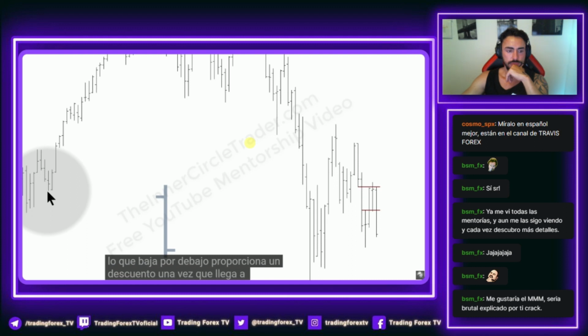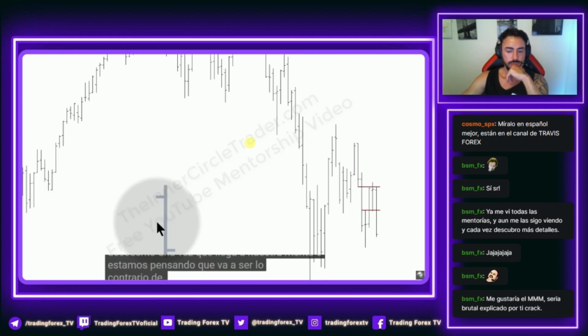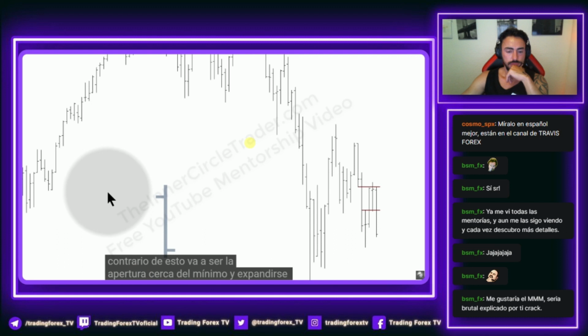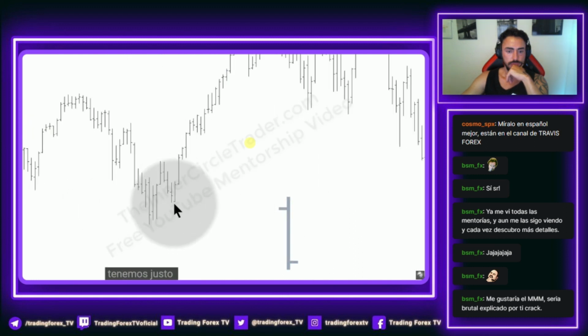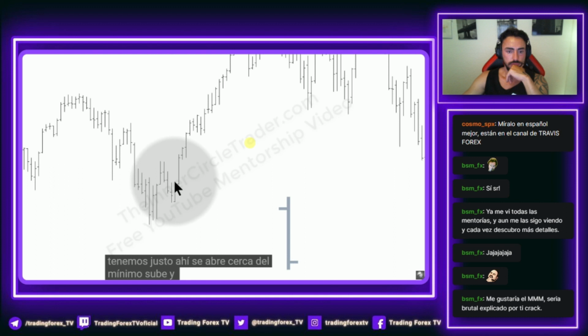Once it gets there, in our mind, we're thinking it's going to be the opposite of this. It's going to open near the low and expand higher. That's Power 3. It's going to be accumulation of longs at the low and then rally higher. We have it right there. It opens near the low, rallies, and closes on the high.